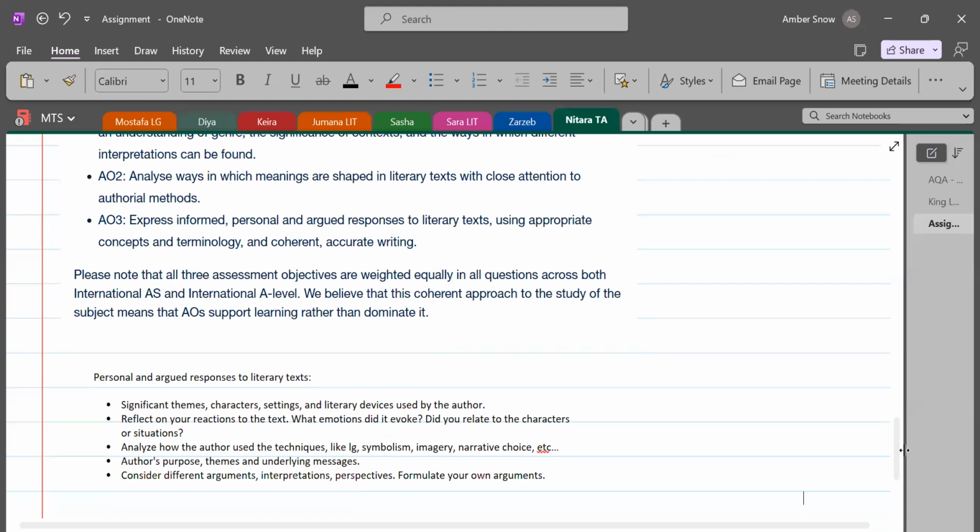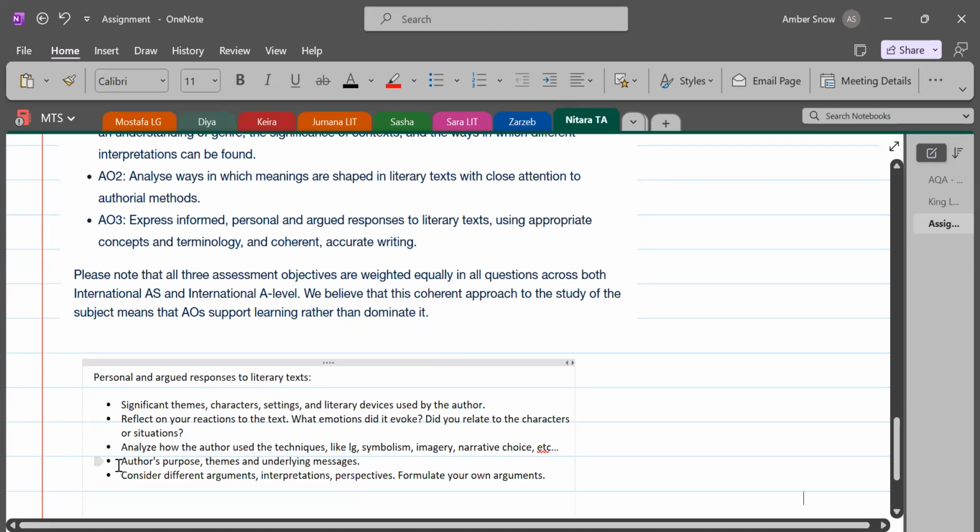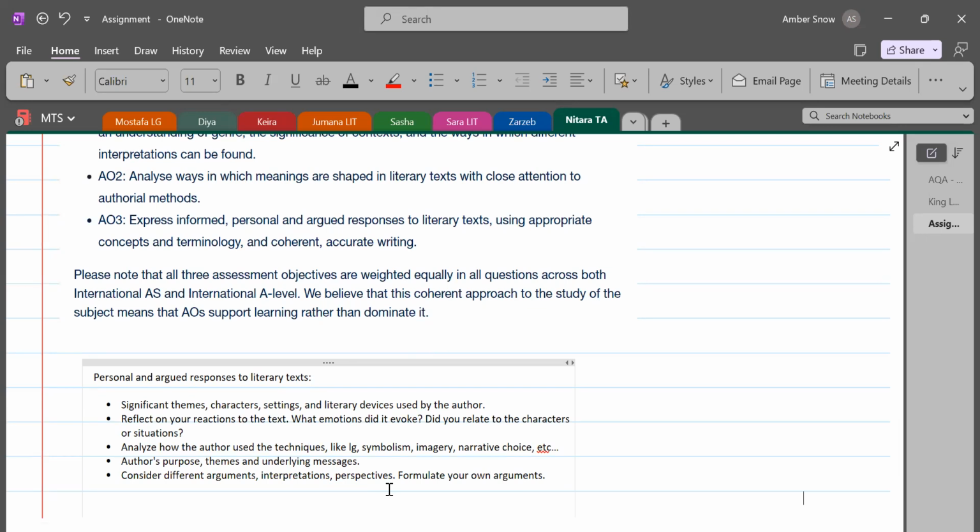Right. So we also look at the author's purpose, themes, and underlying messages. What was the author trying to say? What did you understand? And so forth. All of that comes into consideration.